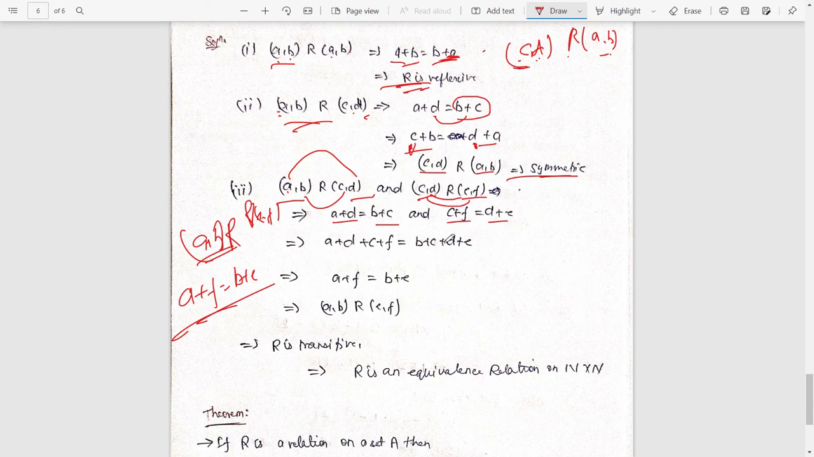Now add those two equations simultaneously, because those things are equal, so we can add them. a plus d is equal to b plus c, and c plus f is equal to d plus e. Obviously, this c and d is going to cancel, and simply a plus f is equal to b plus e, which is exactly the first element and the last element. So (a, b) is related to (e, f). So this R is transitive.